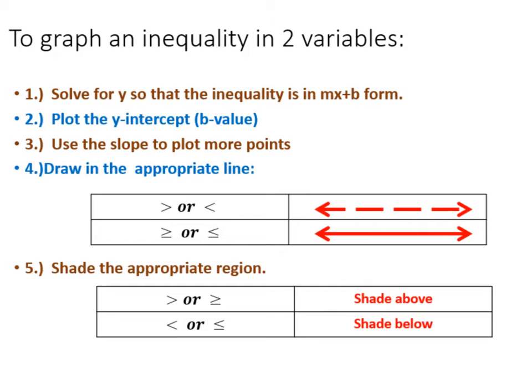So if your inequality symbol is less than or greater than, you're going to use a dashed line. And if your inequality symbol is less than or equal to or greater than or equal to, you're going to use a solid line. Lastly, you're going to shade the appropriate region. So if your inequality symbol is greater than or equal to, you're going to shade above. And if your inequality symbol is less than or equal to, you're going to shade below.